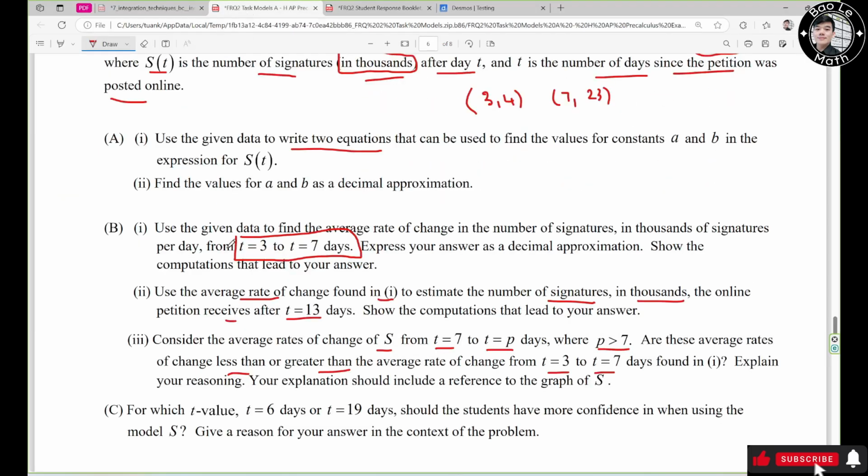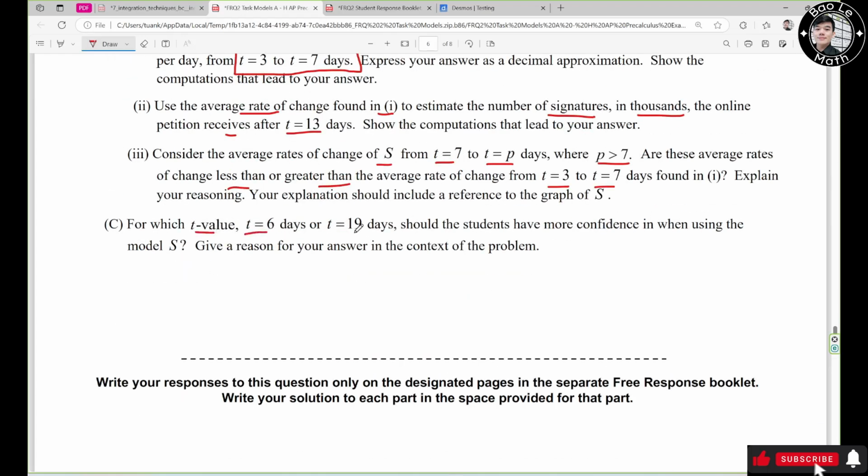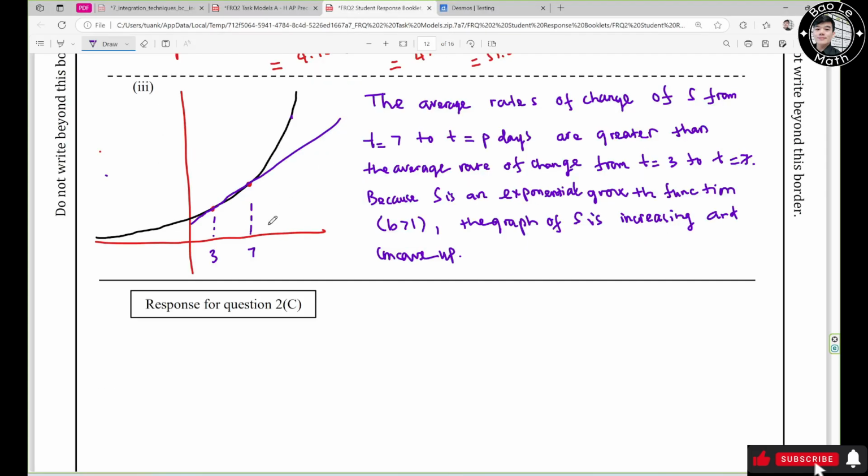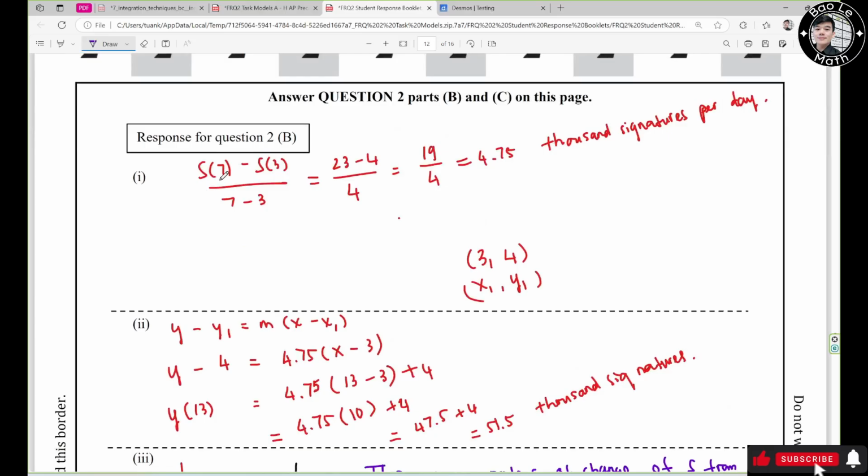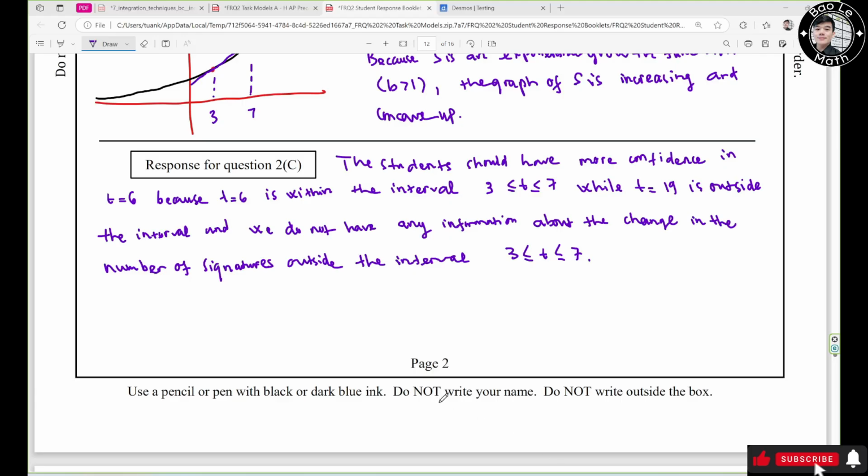Alright, now let's move on to question C. For which t value, t equals 6 days or t equals 19 days, should the student have more confidence in when using the model? Now we look at this one right here. We just calculate the average rate of change from t equals 3 to t equals 7, right? So t equals 6 is between 3 and 7, right? So the student should have more confidence in t equals 6 because t equals 6 is within the interval of the data 3 to 7, while t equals 19 is outside this interval, and we do not have any information about a change in number of signatures outside the interval t equals 3 to t equals 7. Alright, let's move on to the next question.